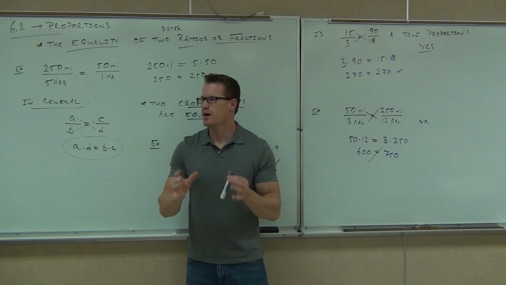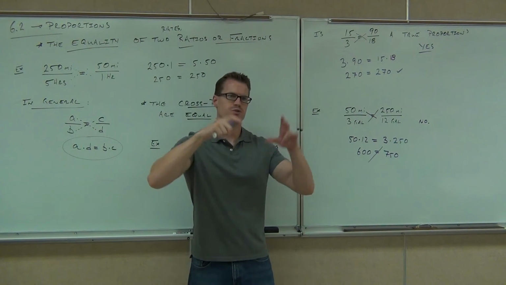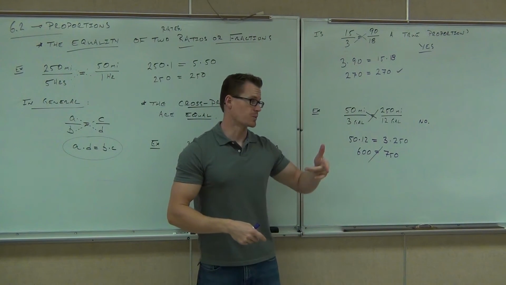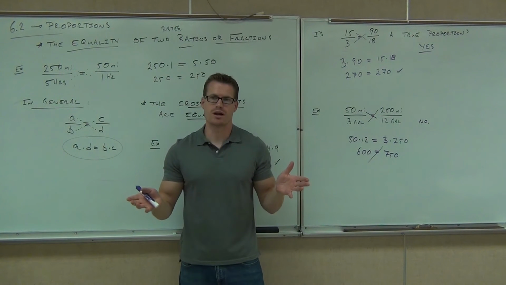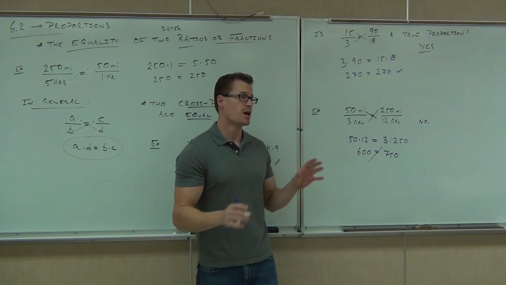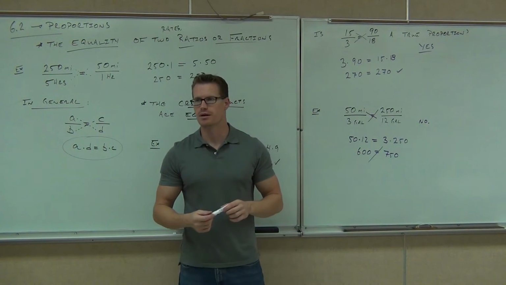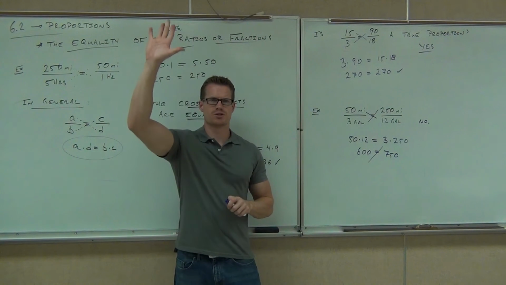It's a nice and easy way to check those though, right? Instead of having to reduce both fractions, you just do the cross multiplication and check whether they're equal or not. If they are, great, it's a true proportion. If they're not, then no, you don't have the same thing. How many people feel okay checking these proportions?